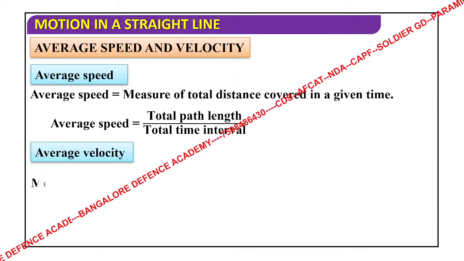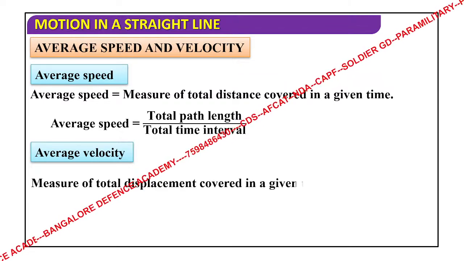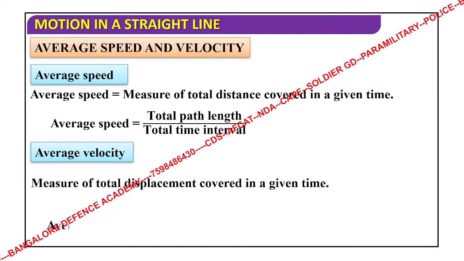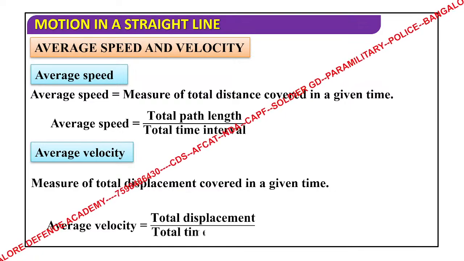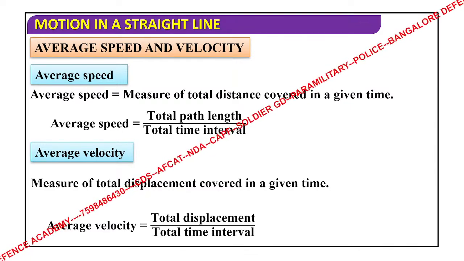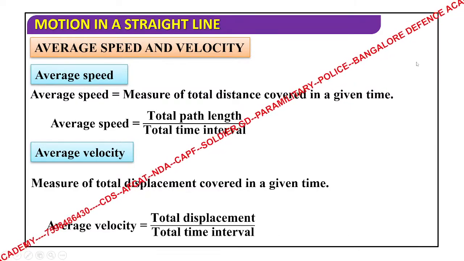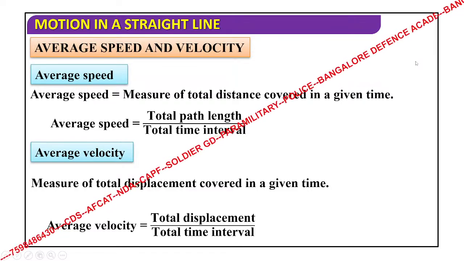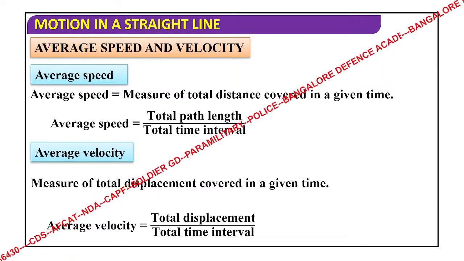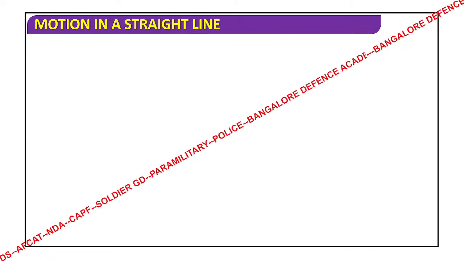Next, average velocity, the measure of total displacement covered in a given time. So average velocity is total displacement by total time. Both these formulas should be in your notebook. Average speed is total path by total time, and average velocity is total displacement by total time taken.